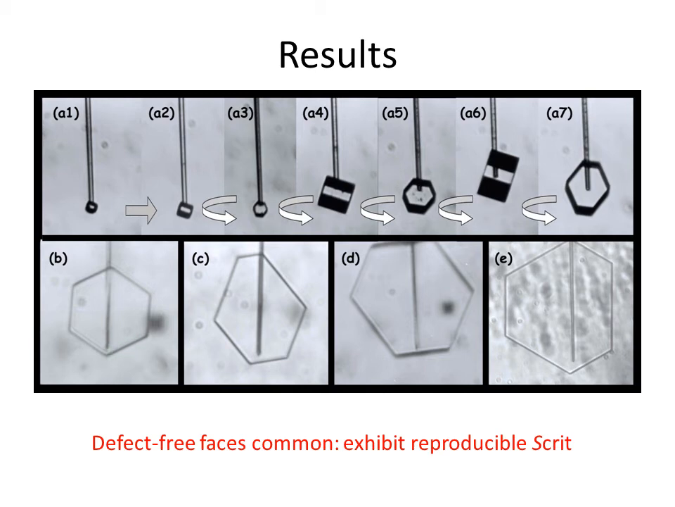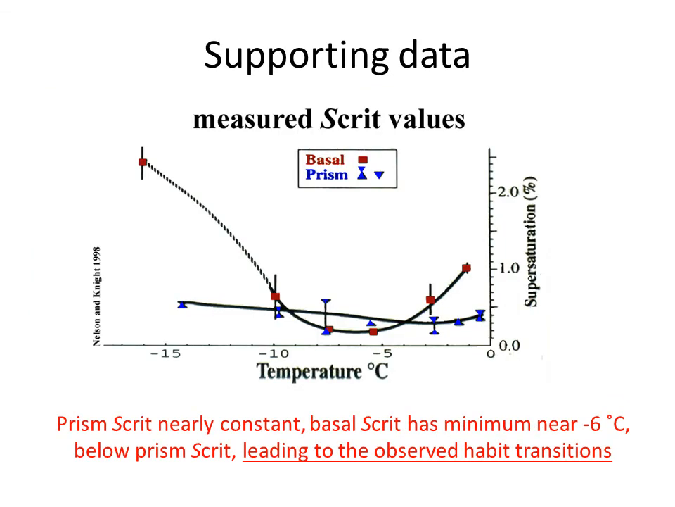And I found these critical supersaturations were very reproducible. So I thought, well, hey, that's what I'm going to study. So I started measuring S-crit, and here's what I found. Here are the critical supersaturations for both faces, and the coldest temperatures are down over here on the left. First of all, we found that the values, around 1%, are very low, much lower than theory predicts.